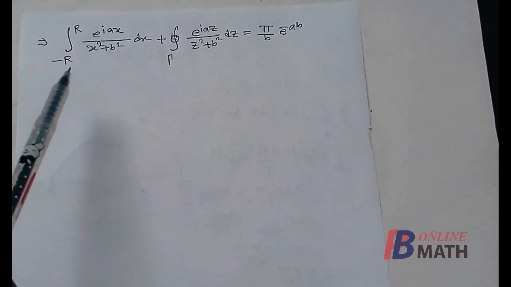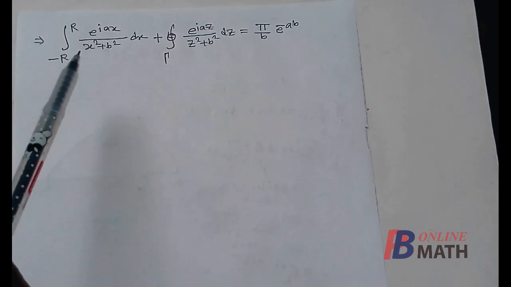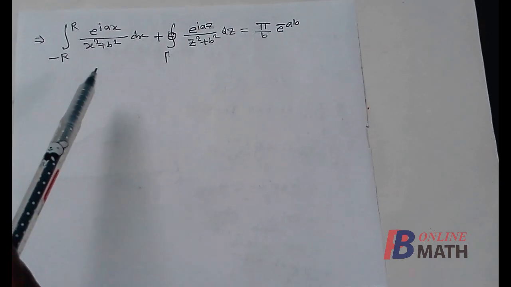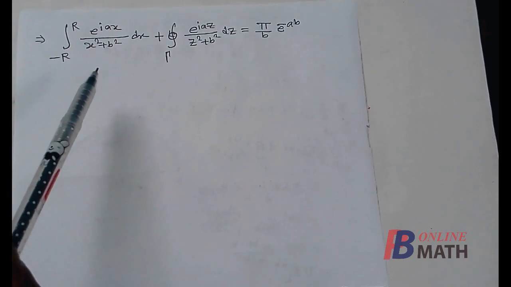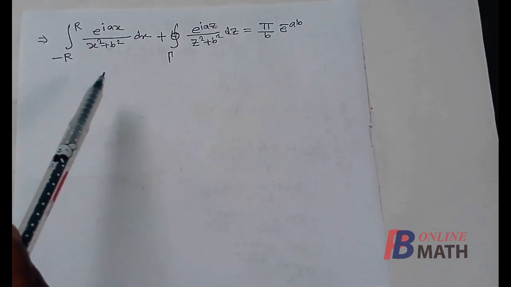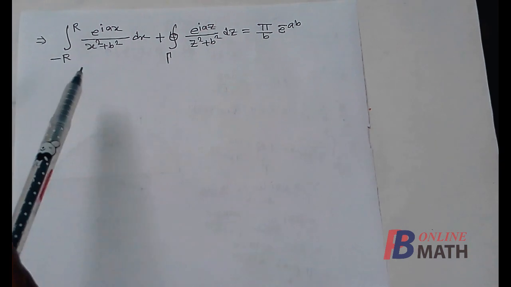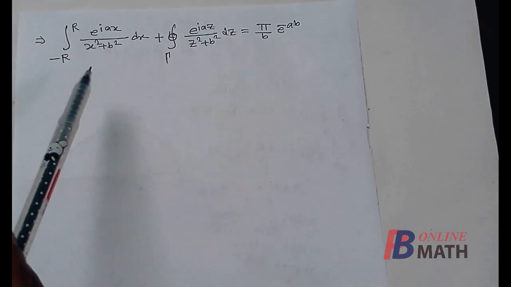Actually, along the real axis from minus R to plus R, z is nothing but x, because if we assume z equal to x plus iy, then along the real axis y equal to 0. So along the real axis we may replace z by x.